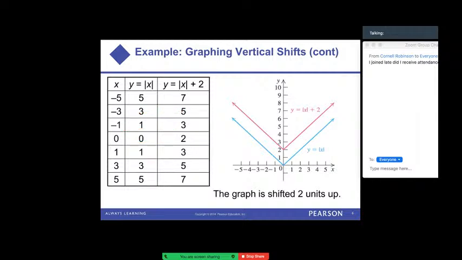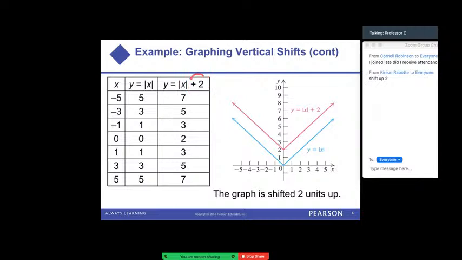So what kind of change can we notice going from the blue, the original, to the red, which is new? What kind of change did we do? It shifted up by 2, right? So the first transformation is that if we add a positive number on the outside of our basic function, it shifts it up by that many units.